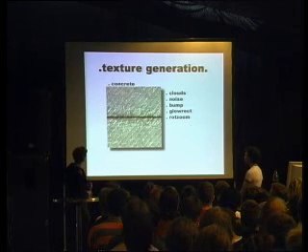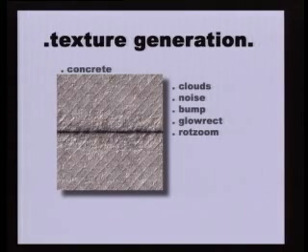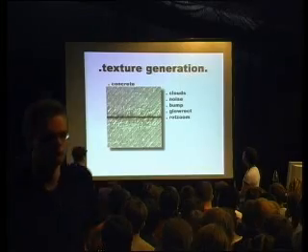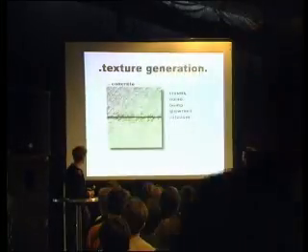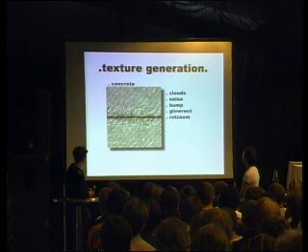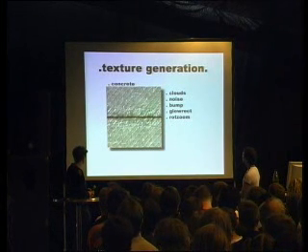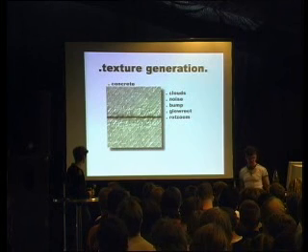Okay, another texture is concrete. Again, you start with a very simple cloud texture, and then you use clouds and noise and a rotozoomed glow rectangle for the bump map that you see there. And the colors are very easy in this one, black and white. And the result is pretty much close to concrete.